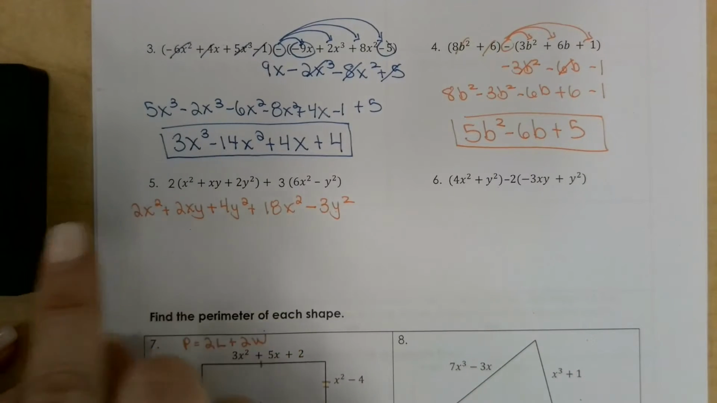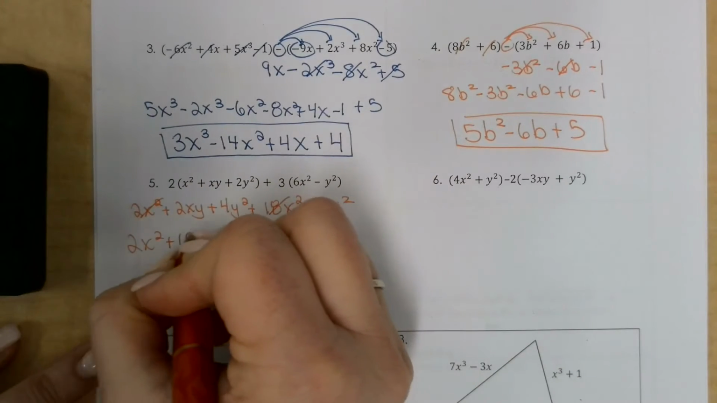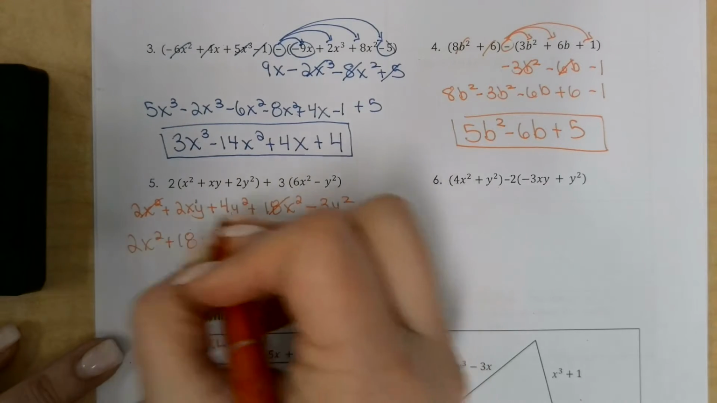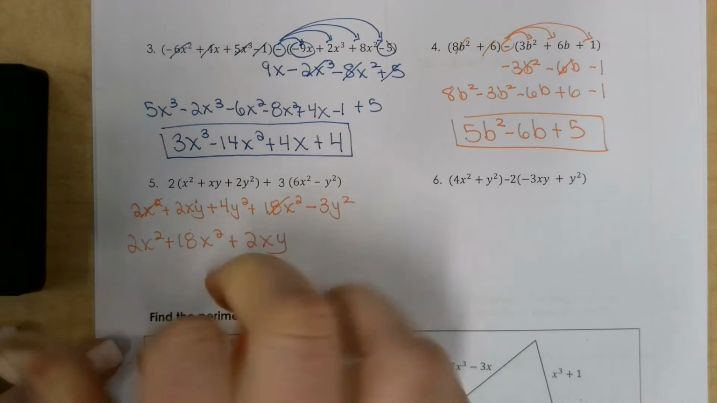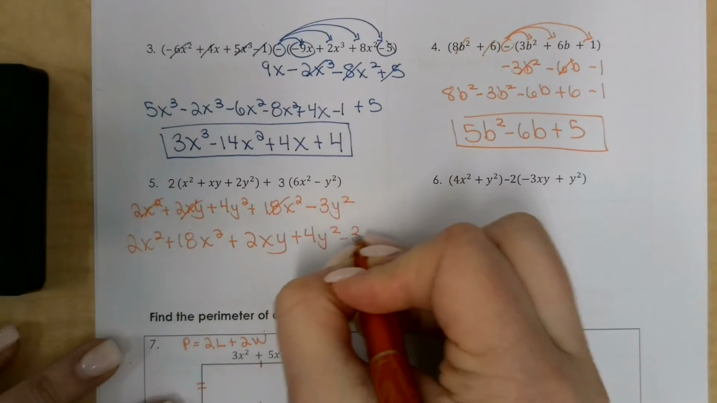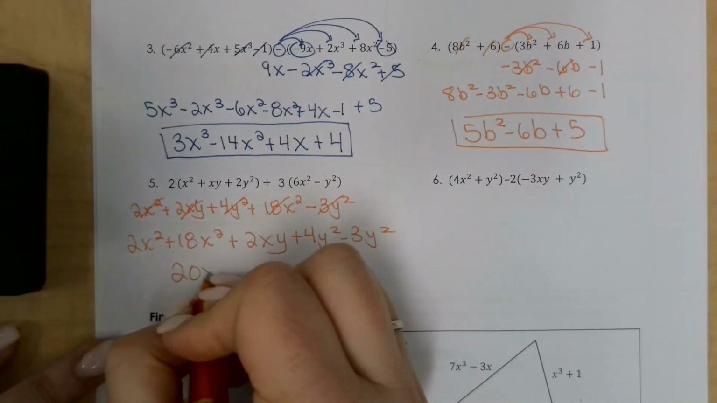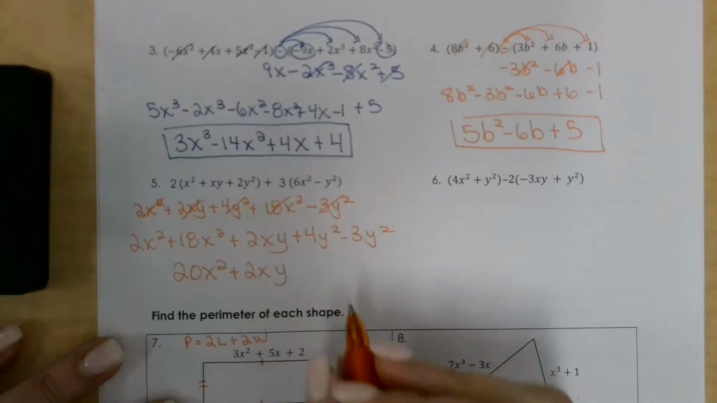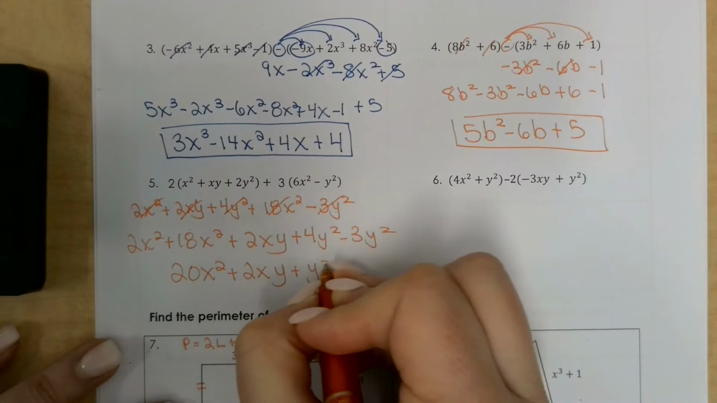Looks like x squared, xy, so we're going to go alphabetical. So I'm going to do 2x squared plus 18x squared. xy, this is my next x, it's an exponent of 1, so it's 2, 1, I'm going in standard form, plus 2xy, doesn't look like I have any other xy's, and then I've got plus 4y squared minus 3y squared. Alrighty, 2 plus 18 is 20x squared. I only have one xy. And plus 4 minus 3 is just 1, so it's going to be just plus y squared.